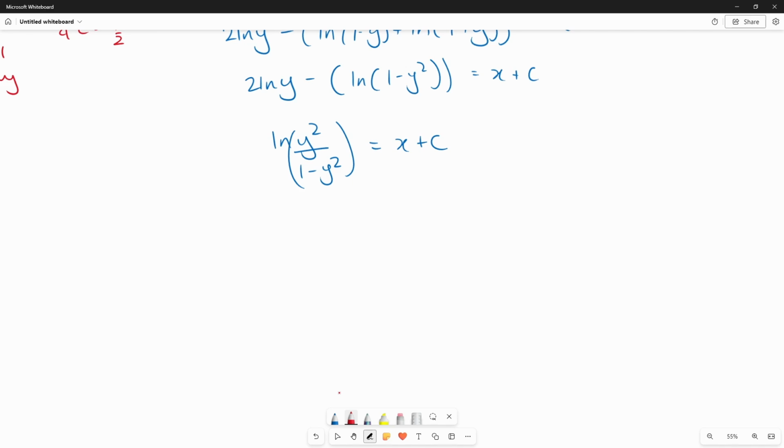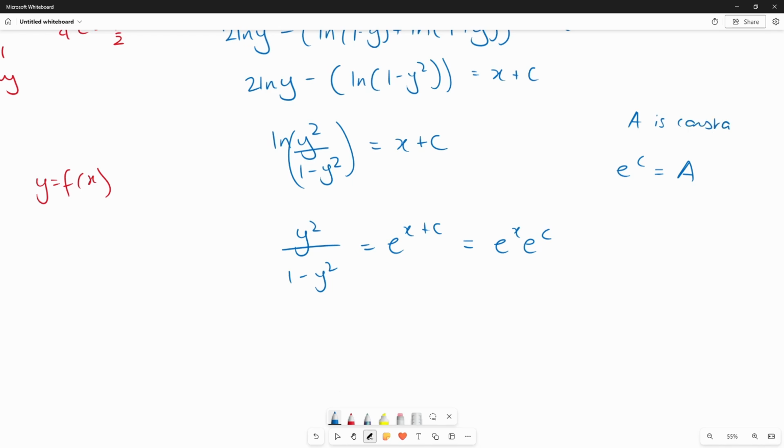Remember, the question is asking us to write it in the form y equals f of x, so we're not quite there yet. We want to remove the natural log function, so we do y squared over 1 minus y squared equals e to the x plus c, which is the same as e to the x multiplied by e to the c. We know e to the c is going to be our constant, so we'll call e to the c A. A is just a constant. And we can just say y squared over 1 minus y squared equals A e to the power of x.